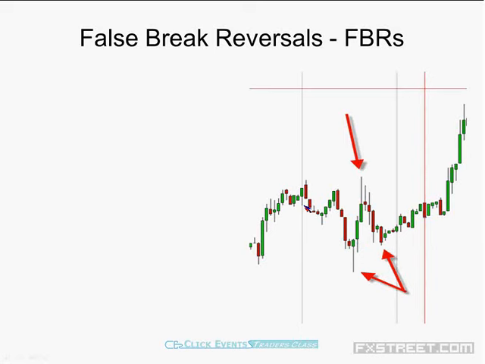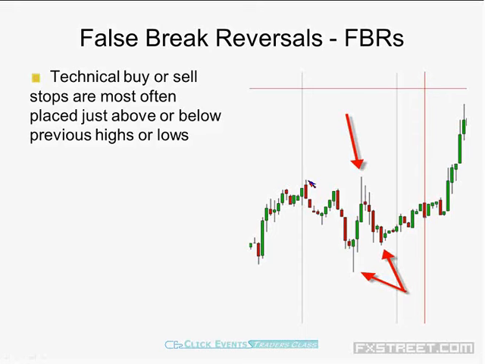Anyway, let's just look at one or two of these. Right, what have we got? We've got this little high, and price decides to do a breakout. It does a breakout on the downside, then it does a breakout on the upside, but both of those are false ones because price immediately goes back to where it actually started from. Okay? Technical buy and sell stops are most often placed just above or below previous highs and lows.